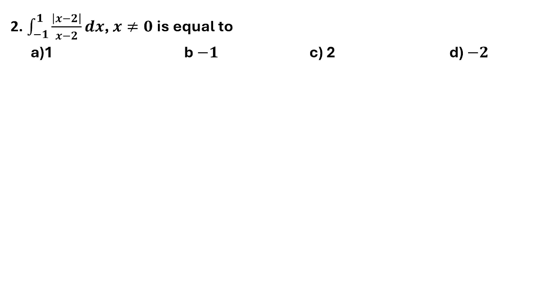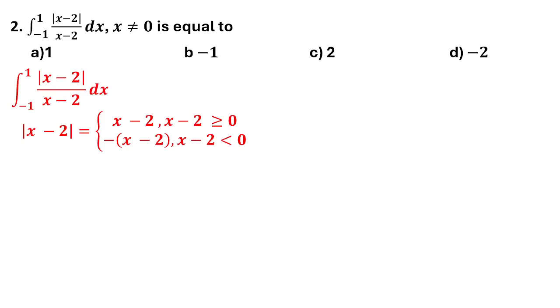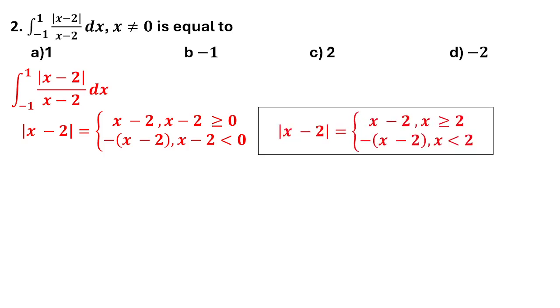Let's move on to question number 2. Whenever you get a modulus, you have to check the nature of that modulus function in the given interval. Sometimes it may be positive, sometimes it may be negative. Let us check now. Modulus x minus 2 is x minus 2 for x minus 2 greater than or equal to 0, and minus of x minus 2 when x minus 2 is less than 0, because of the modulus. What is the meaning of x minus 2 greater than or equal to 0? x greater than or equal to 2, and x minus 2 less than 0 is x less than 2.